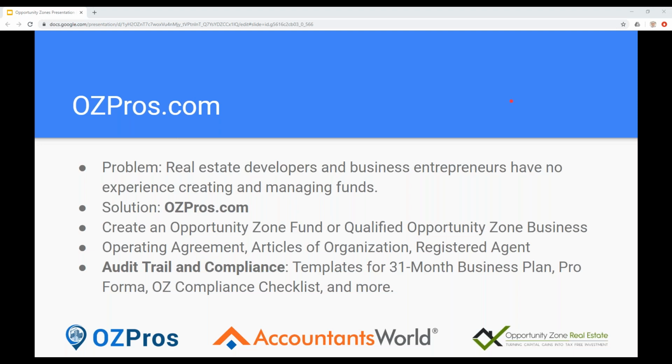So we have set up ozpros.com to help you create opportunity zone funds, to create qualified opportunity zone businesses, those QOZBs. And for the accountants out there, we help you create an audit trail and compliance to make sure that these funds and the underlying QOZBs are doing everything the right way. We have templates for a 31-month business plan that's required in the regulations, for a pro forma for those who are looking to raise capital. We also have an OZ compliance checklist that I think a lot of accountants and fund managers will find helpful.